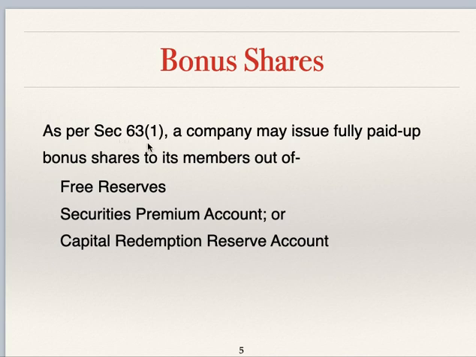As per section 63 subsection 1, a company may issue fully paid bonus shares to its members out of free reserves, or out of securities premium account, or out of capital redemption reserve account. So bonus shares are to be issued only out of these 3: free reserves, securities premium account and capital redemption reserve. Bonus shares are not to be issued out of revaluation of assets, that is revaluation reserve. Free reserve means such reserve which is available for distribution of dividend to shareholders.